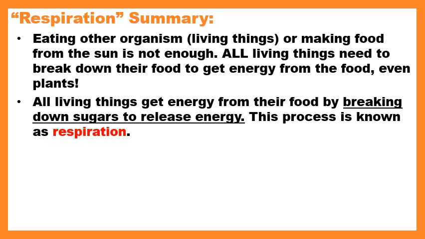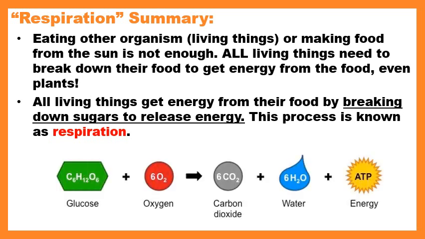So, all living things get energy from their food by breaking down sugars to release energy. This process is known as respiration. And here is a chemical formula for respiration. We start with the sugar, sometimes called glucose. Remember, the sugar from photosynthesis is C6H12O6. We use oxygen and we make carbon dioxide, water, and energy. And that's really important because we can't get energy from food unless we go through respiration.